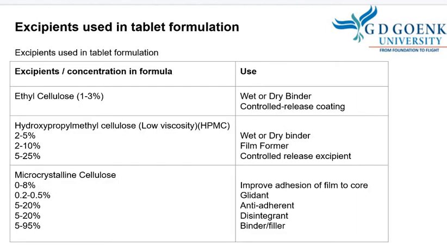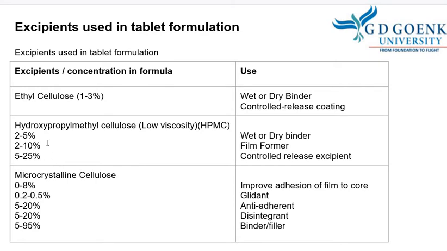So these are the list of a few excipients which in different concentrations have different functionality. Ethyl cellulose in the concentration of 1 to 3% can be used as a wet or a dry binder. It can also be used as a control release film coat for the tablets. Hydroxypropyl methyl cellulose, low viscosity. It can be used as a binder in low concentration, whereas in high concentration of 5 to 25%, it can be used as a control release excipient.